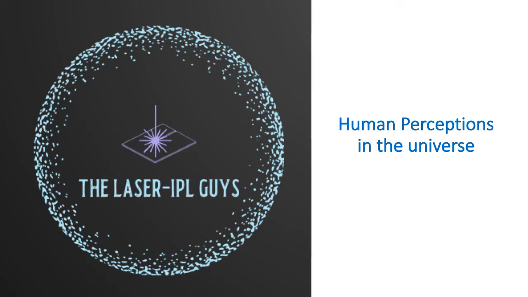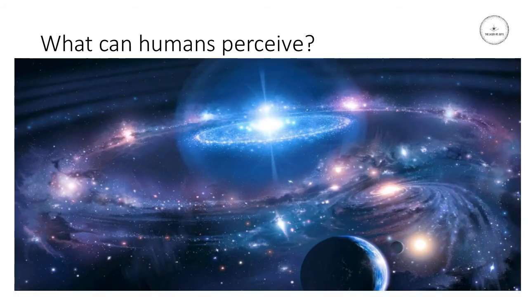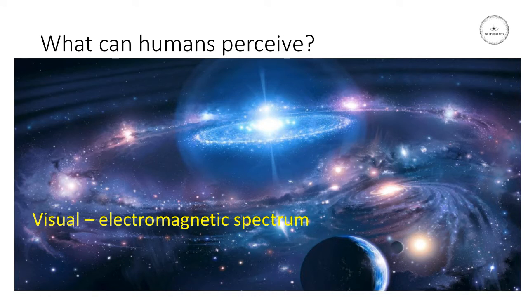What can human beings perceive in this vast universe? In this presentation, I'm going to look at three perceptions that human beings possess. First is the visual perception, where we can see part of the electromagnetic spectrum. The second is audio perception, where we can hear vibrations as sound. And thirdly, the perception of heat energy through temperature.